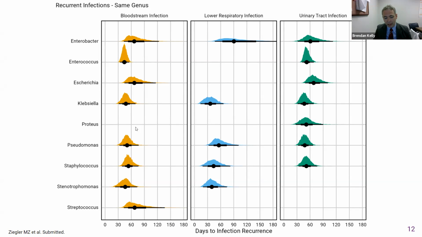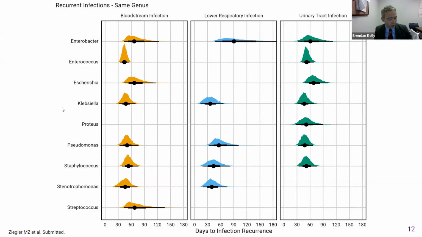And you see there are some blank spots. That's where we didn't observe, for example, any Proteus bloodstream infections, but we did observe a Proteus urinary tract infection. Likewise, we didn't observe Enterococcus lower respiratory tract infections, so those are missing. But you can see here that there is some heterogeneity. In particular, Enterobacter seems to have a wider range of recurrent risk, and we're diving into some of the particular antibiotic effects that may be associated with this. But I think this emphasizes, again, that there is this risk period of recurrent infection.